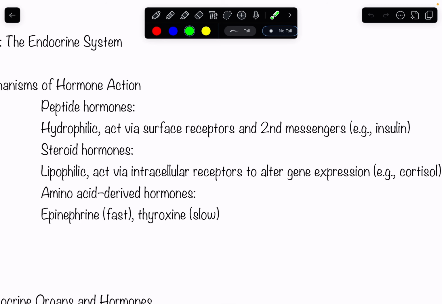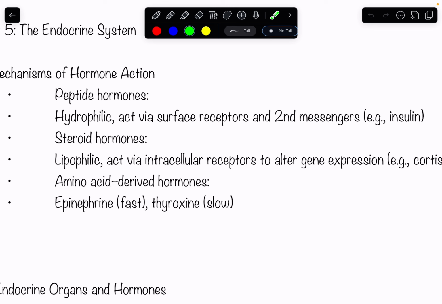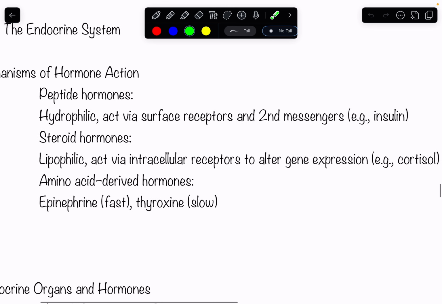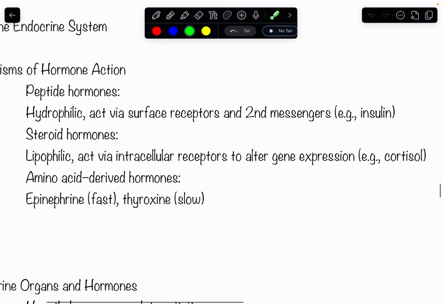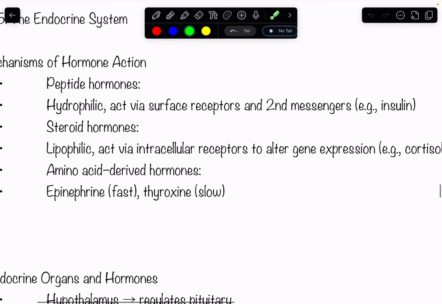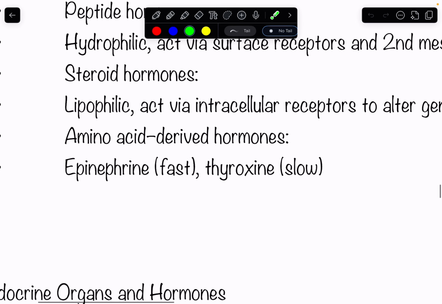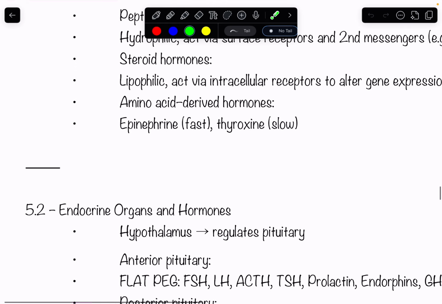Okay. So steroid hormones, these are lipophilic, okay, and these interact with intracellular receptors, and then these change your gene expression. One big example is cortisol. And then you have your amino acid derived hormones, epinephrine and thyroxine. You need to know epinephrine is fast and thyroxine is slow, okay.